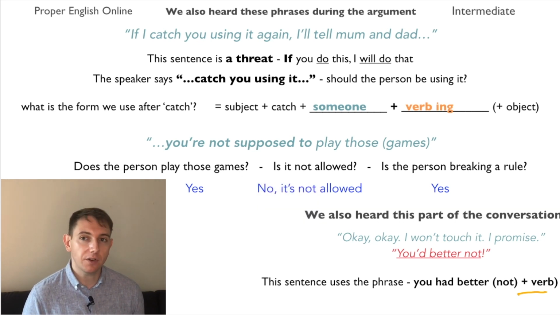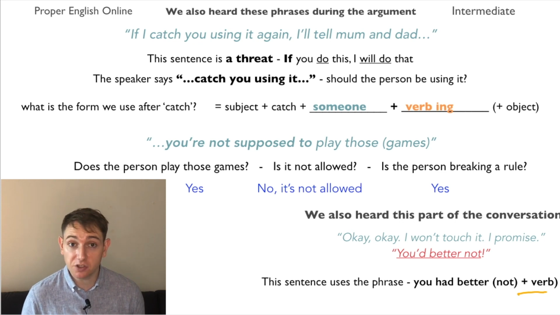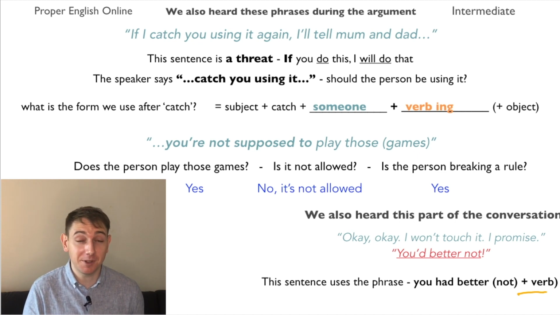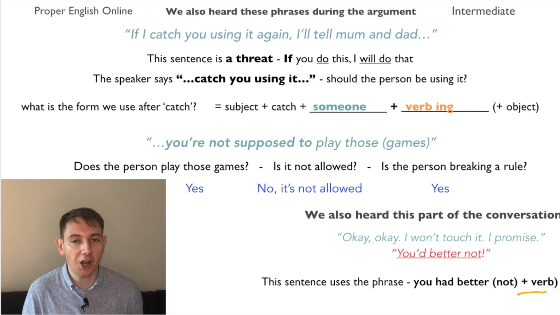Okay guys, right, so all of these phrases here we can use in an argument. If I catch you doing that again, I'll tell mum and dad, you're not supposed to do that, you'd better not do that. Can you remember, when you were a child, did you ever have any arguments with maybe your brother or your sister or your cousins or your friends about a similar argument like this? Can you remember anything you said to them, similar to these examples? Or can you think of another situation where you might use these phrases? So pause this video, have a think. How could we use these phrases in an argument? What might you say? Pause this video and think.